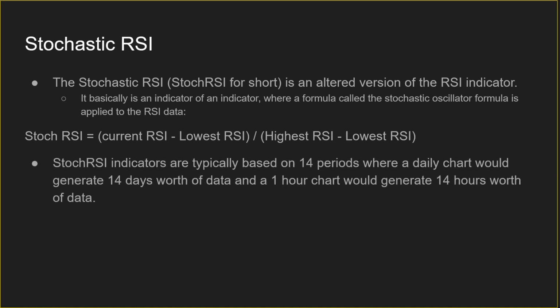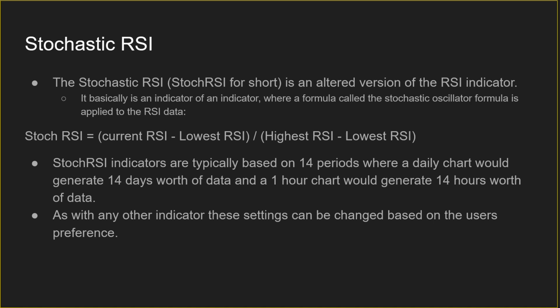So the stochastic RSI is typically based on 14 periods, where a daily chart would generate 14 days worth of data, and if we're looking at a 1 hour chart, that would generate 14 hours worth of data, right? We're looking at 14 candles or 14 closes worth of data. So if you're looking at the hour, it's going to be hourly based. If you're looking at the 12 hour, it's going to be based on every 12 hours, etc.